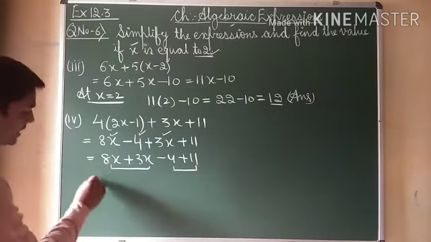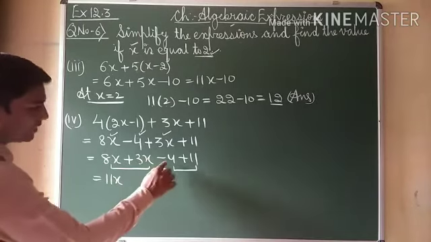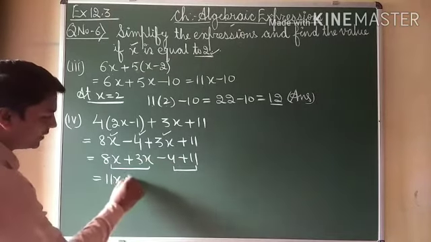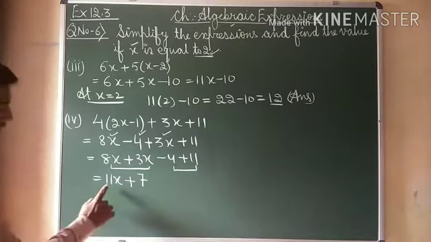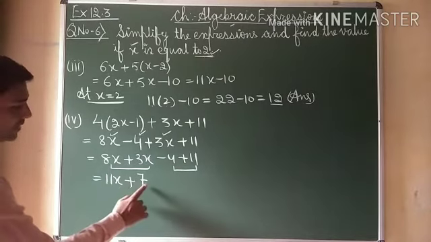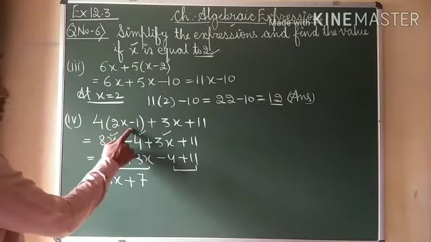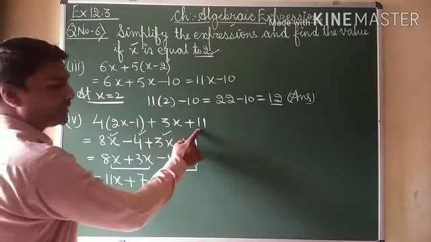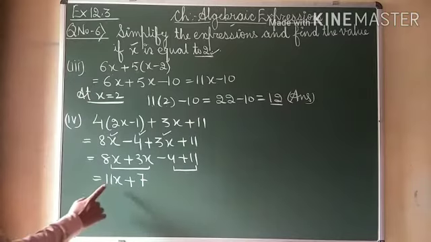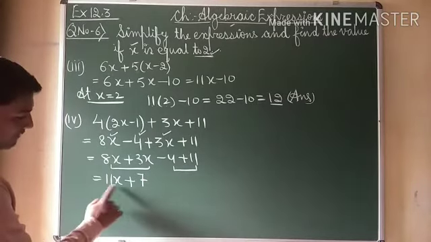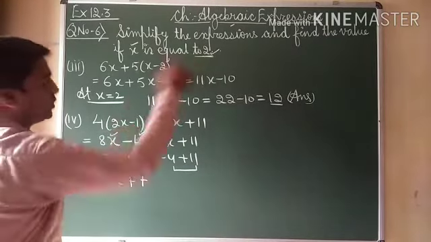Now 8x plus 3x is equal to 11x, minus 4 plus 11 is 7. Therefore 11x plus 7 is the simplified form of the algebraic expression 4 into 2x minus 1 plus 3x plus 11. Now we have to find the value of 11x plus 7 at x equals 2.